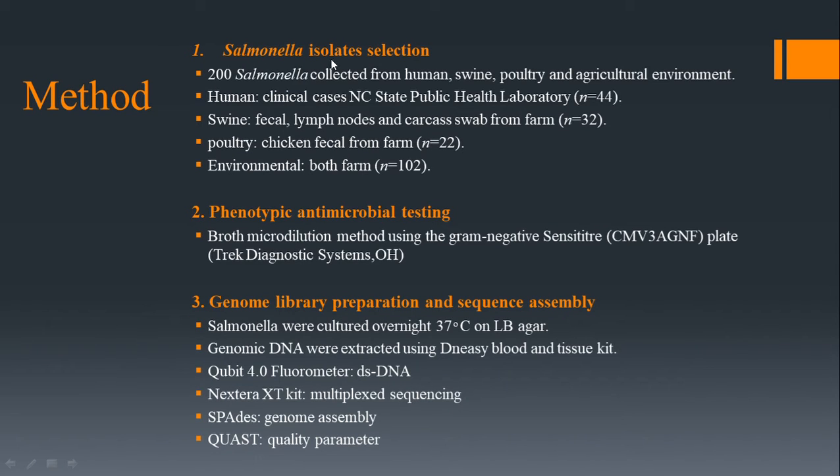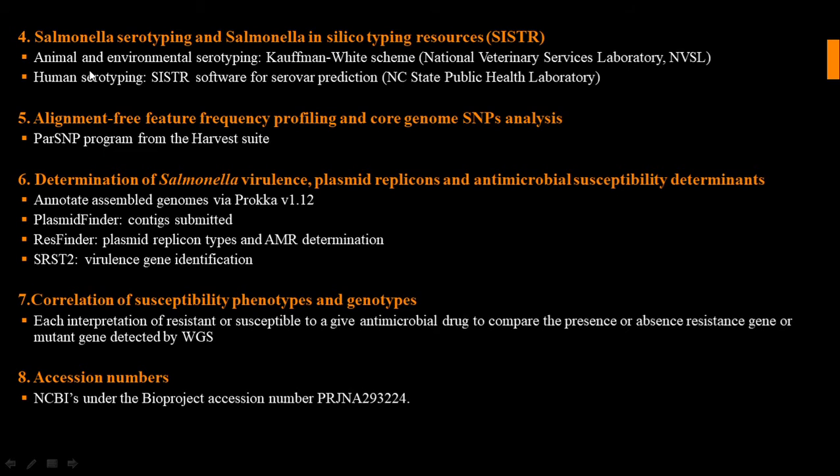Method: first is Salmonella isolate selection. 200 Salmonella were collected from human, swine, poultry, and agricultural environment. Next is phenotypic antimicrobial testing, and then genome library preparation and sequence assembly. And then Salmonella serotyping and Salmonella In Silico Typing Resources, which is known as SISTER. Animal and environmental serotyping was sent to a laboratory, and human serotyping used SISTER software for serovar prediction.